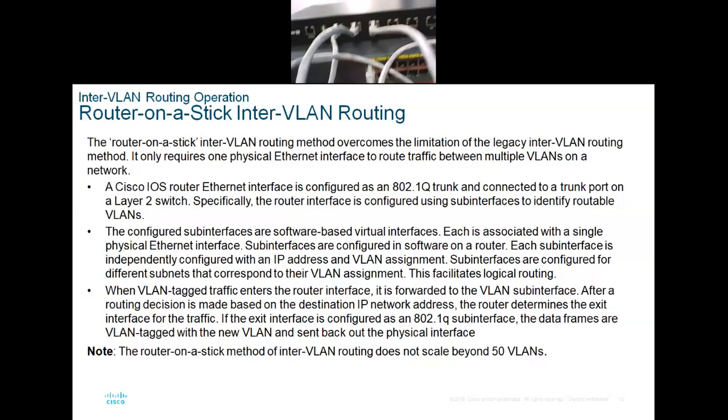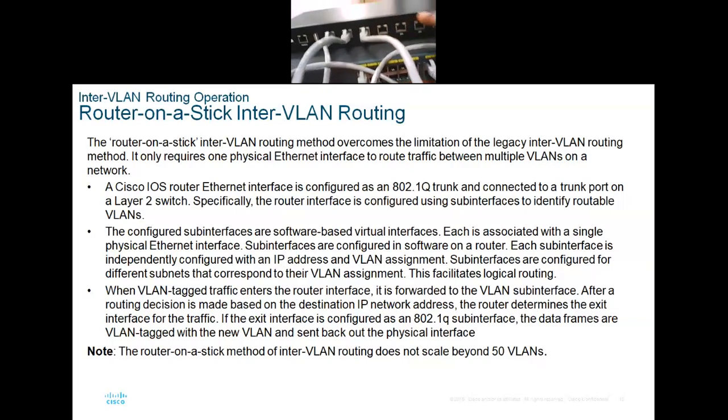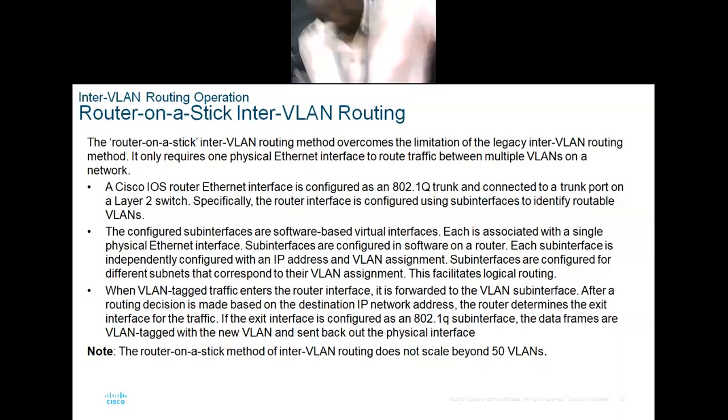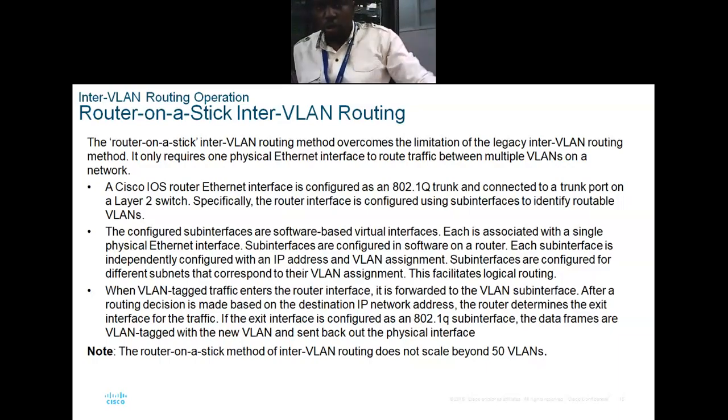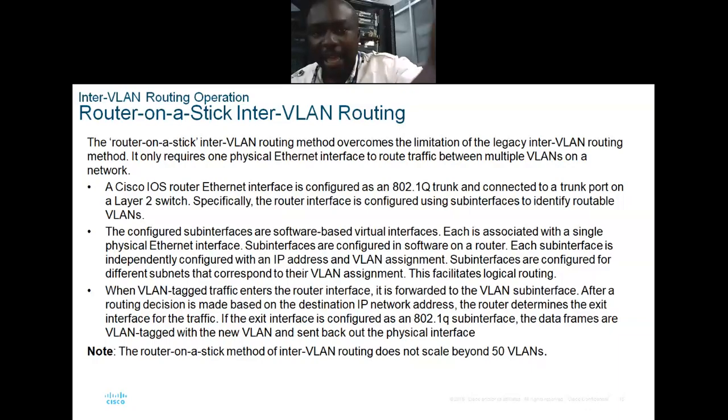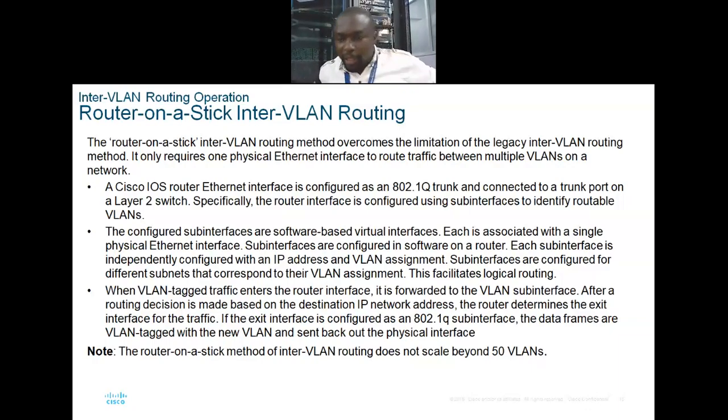Now, you see, with this kind of setup, I need to have a number of ports on the router that corresponds to the number of VLANs that I am creating. The number of VLANs that I'm creating, I need an equivalent number of ports on the router. So if I am going to create 20 VLANs, for instance, on my router I need to have how many ports? 20 ports, or 20 interfaces.